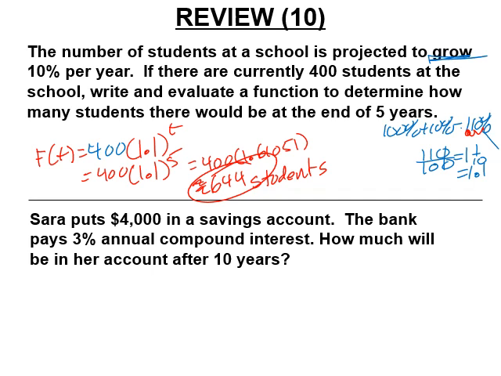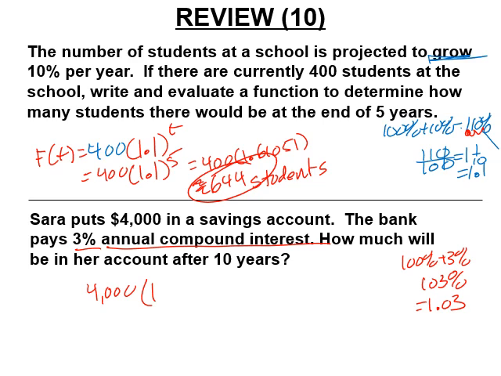All right, so if you pay annual compound interest of 3%, so we start with 4,000, then it's 100% plus 3% is 103%, also known as 1.03. Don't do 1.3. You wish you got a 30. That's 30%. So it's 1.03, and we're doing it to the 10th.